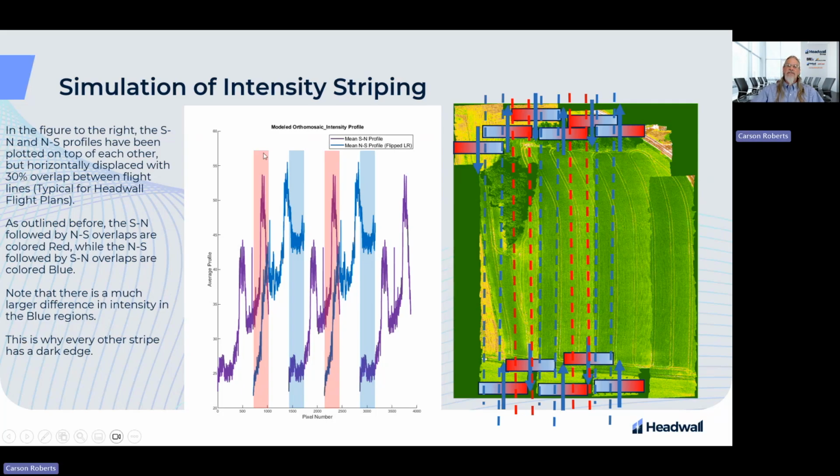And what becomes clear is these red overlap regions, the difference between the two is small. And in the blue overlap regions, there's a very significant difference in intensity between the north-south profiles, which are bright, and the south-north profiles, which are dim. And these blue areas correspond to these blue areas, which we had already said were the dark areas. And so at this point, it seems quite clear that the majority of this variation is associated with the fact that the different flight lines have different profiles. Why do they have these different profiles is the next question that I want to try and answer.